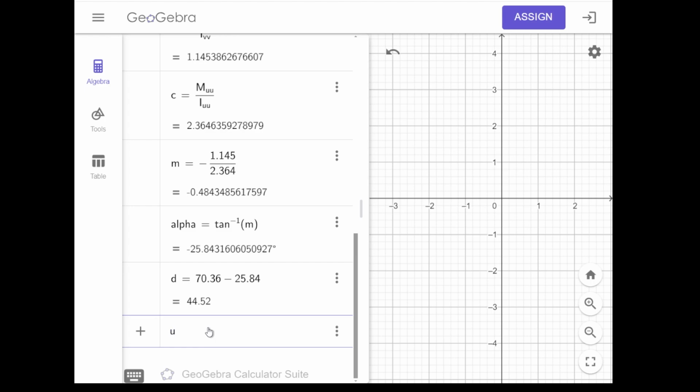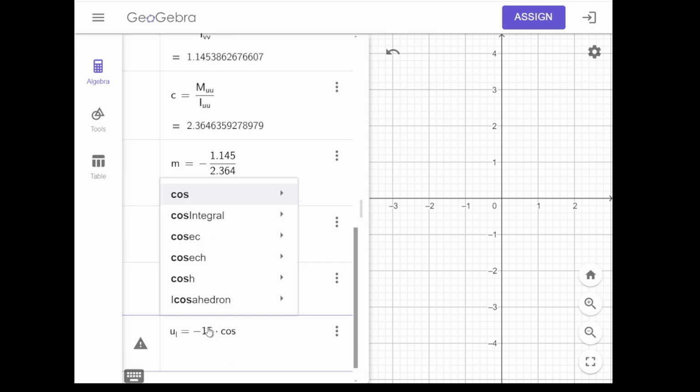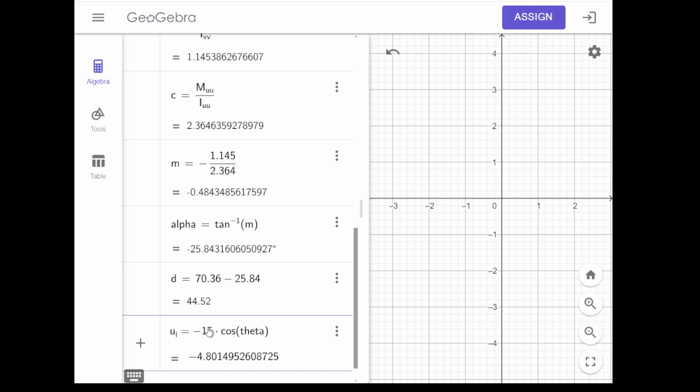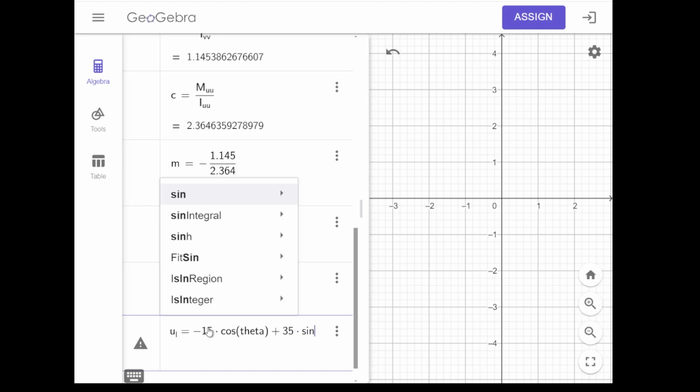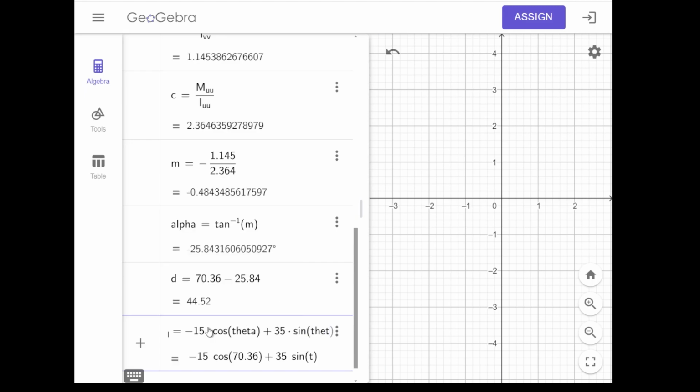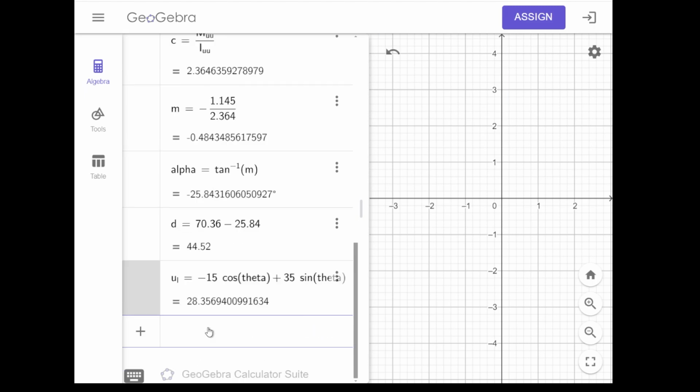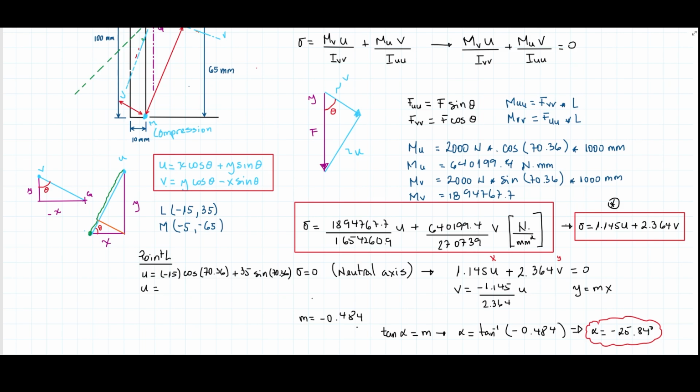I'm going to call it UL, and that's equal to minus 15 times cosine of theta plus 35 times the sine of theta. And we get that that's 28. I'm going to go back to OneNote to write it down. We're talking millimeters, so let's just keep it simple, 28.4 millimeters.